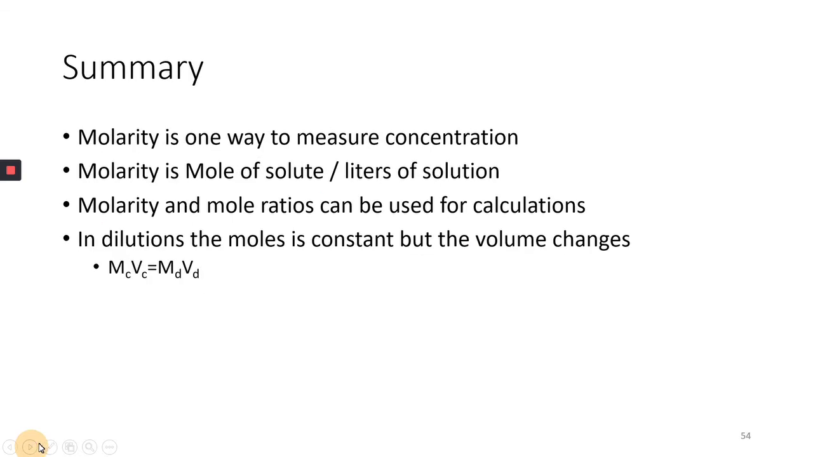So let's summarize what we covered today. Molarity is one way to measure concentration, and molarity is defined as the moles of your solute divided by the liters of your solution. Molarity and mole ratios can be used for calculations. And in dilutions, your moles are constant, but the volume changes. And we could use this equation here where C stands for concentrated and D stands for dilute.